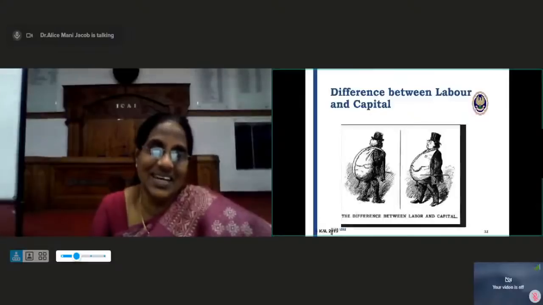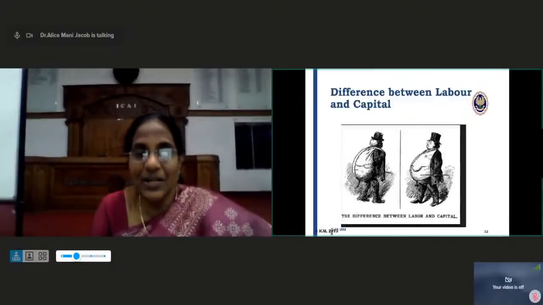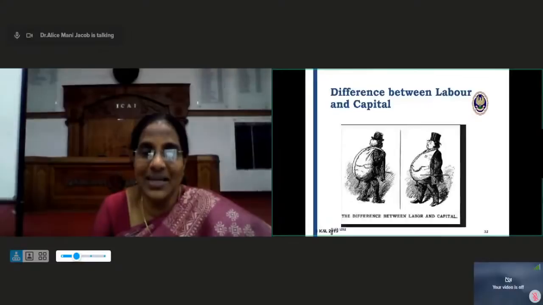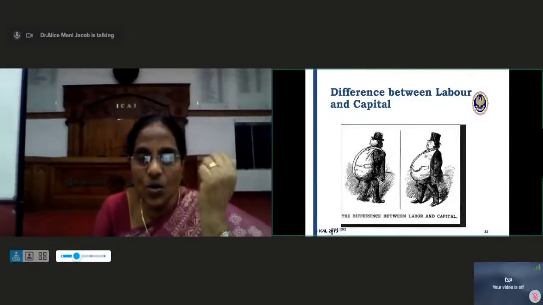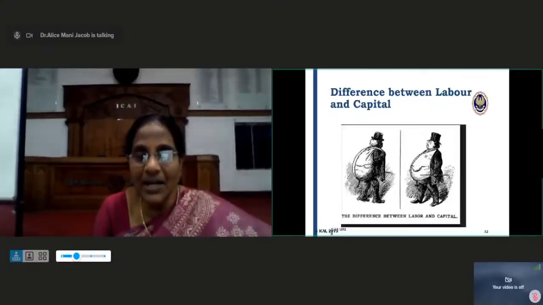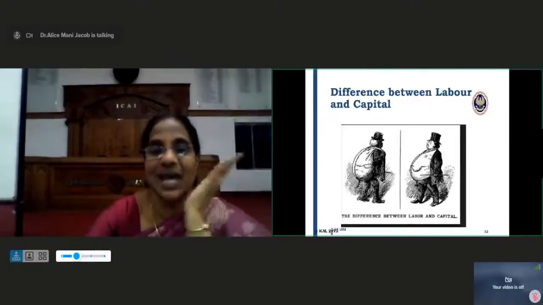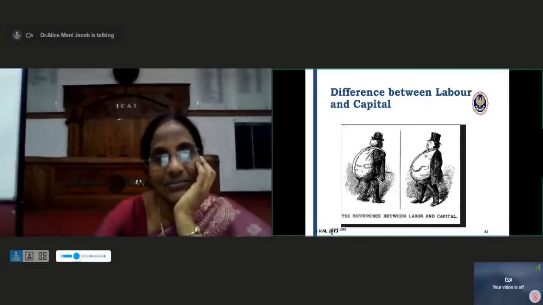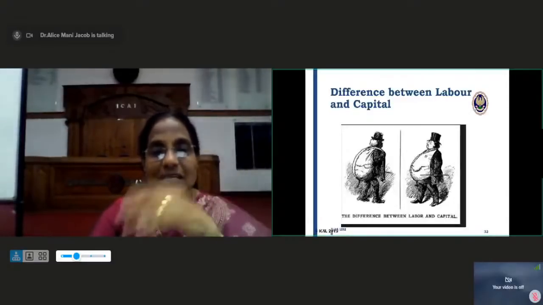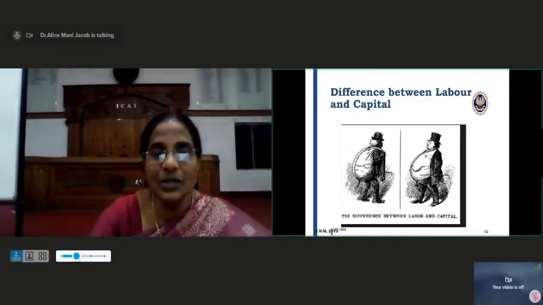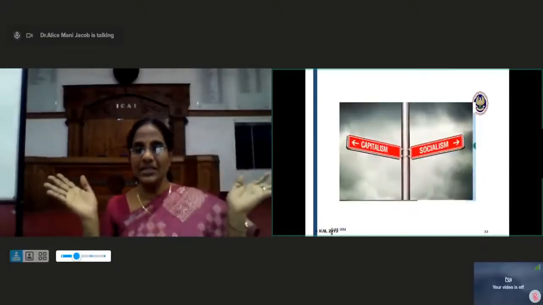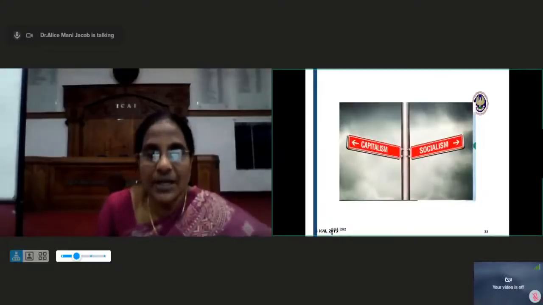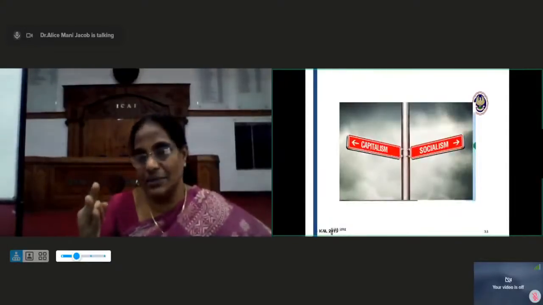There's a very interesting cartoon, difference between labor and capital. Laborers have burden. This is what communists say. Okay, laborers have burden. Capitalists have a big belly. Because they have a lot of money, they can eat a lot. Okay, but these are the working class. Laborers are the working class, and okay. And capitalism and socialism. There are three such economic systems.